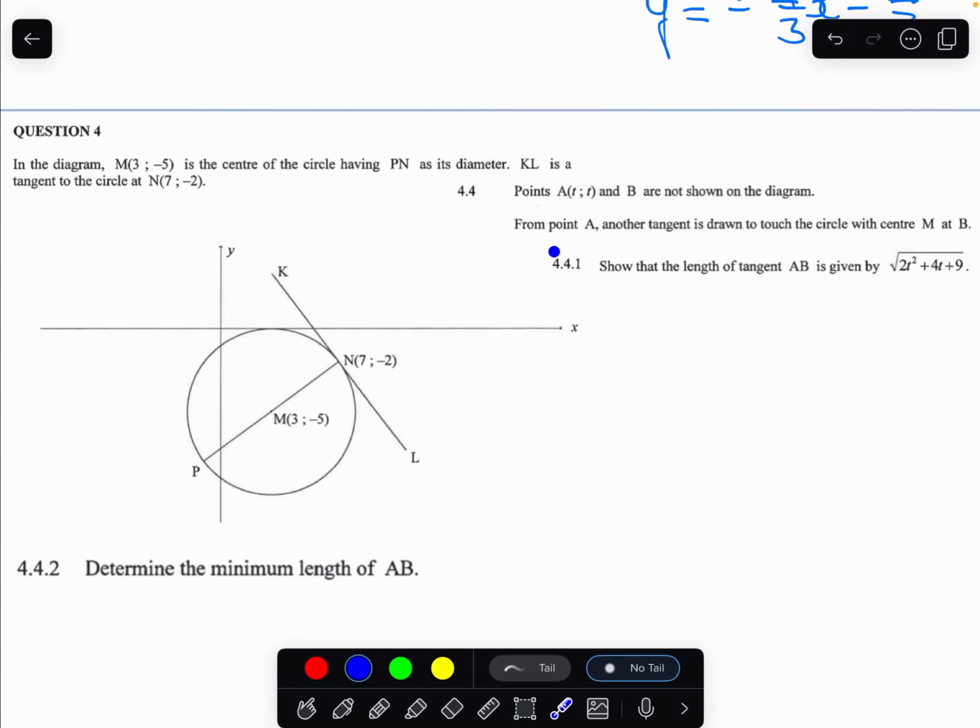From point A, another tangent is drawn to touch the circle with center M, so this circle I'm guessing, at B. Okay, so B is some point on the circle, and we have drawn a tangent from A such that it touches the point B on the circle. Okay, show that the length of tangent AB is given by this expression over here.